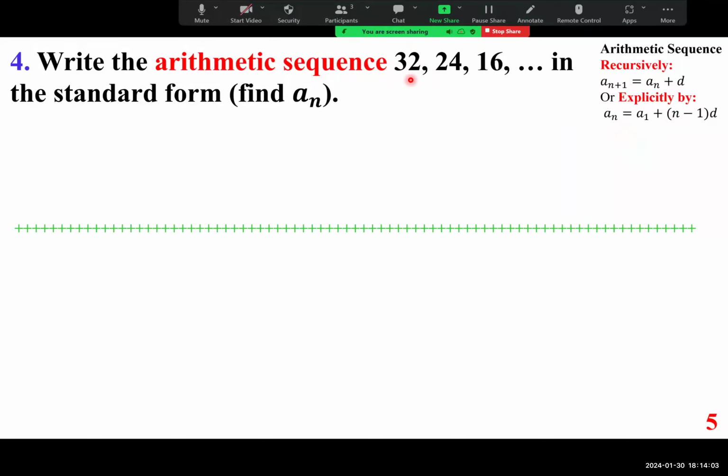You notice there's a difference of 8, but it's getting smaller, so minus 8. Again, difference of 8 getting smaller, minus 8. So the distance is 24 minus 32 equals negative 8, or the difference. So using this formula, we get A sub n equals 32, which is A sub 1, plus n minus 1 times d, which is negative 8.